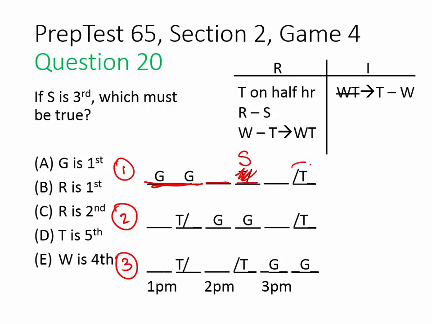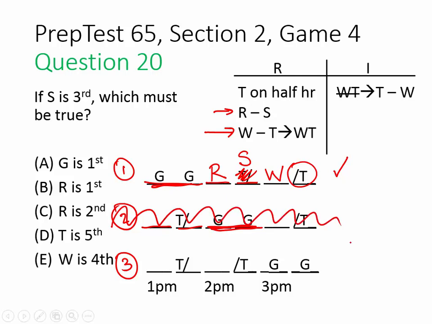That forces T into the last spot. Since R must be before S, it must go there. That forces W here, and that is in keeping with our final rule. So this is looking good. Here, spot 1, spot 2, spot 3 is already taken. We can't put S in the third spot. We don't have to worry about this option.